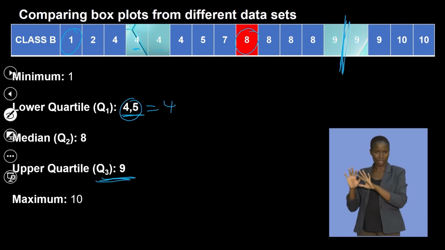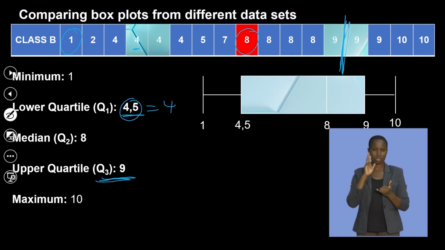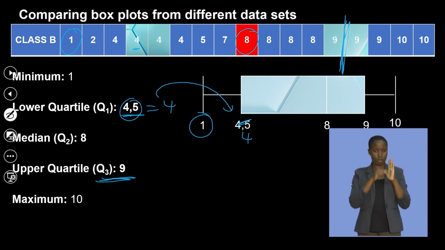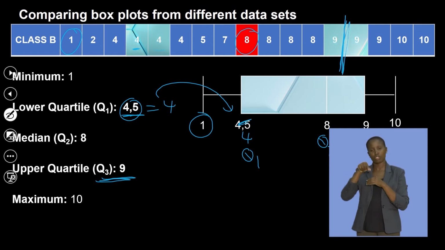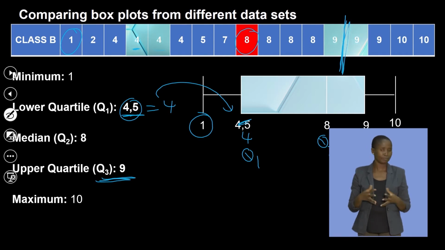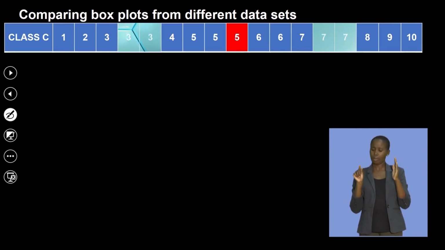Let's look at our whisker plot. There's our whisker plot. Our minimum value is 1. Our lower quartile is 4, which is Q1, that is Q2, that is Q3, and the maximum value is 10. What do you think about the skewness? I can see this is skewed to the left, on this side. Okay? Let's look at class C.